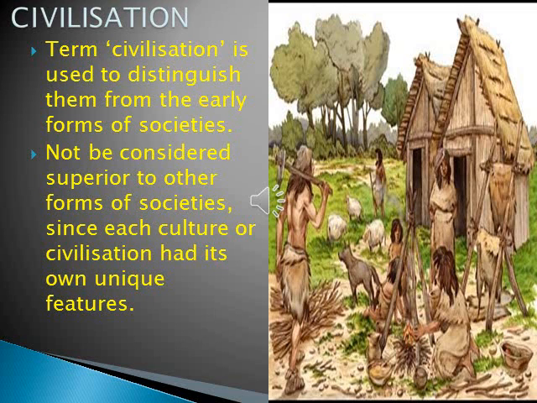The term civilization is used to distinguish them from the early forms of societies. That is, to differentiate human beings from the early lifestyle, meaning the early lithic technology lifestyle. Early on he used lithic technology and was a hunter-gatherer. But now human beings began to settle in a particular place. In order to differentiate these, the term civilization was used.